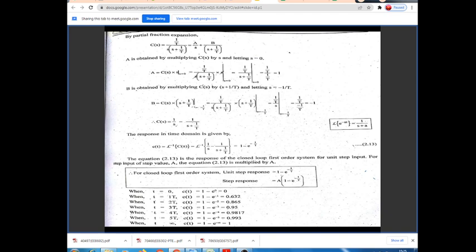After converting, you have to take the partial fraction expansion, that is C(s) equal to 1 by T divided by s into s plus 1 by T, which equals A by s plus B by s plus 1 by T. A is obtained by multiplying C(s) by s and letting s equal 0. So if you want to find the A value, you have to substitute s equal to 0 and substitute the C(s) value individually.